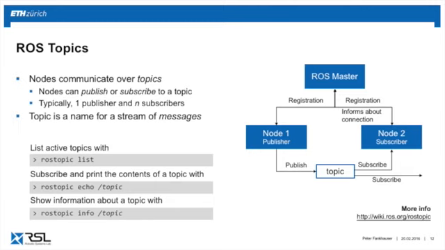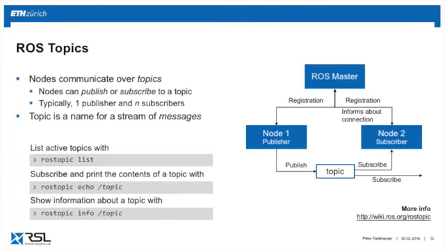To look at the list of the nodes that run on your system, you can type in rostopic list, which gives you a list of all the topics. In the console, you can subscribe to a topic by typing in rostopic echo, so it's printing out information, and then the topic name. This will subscribe to this topic and show you the contents in the console.